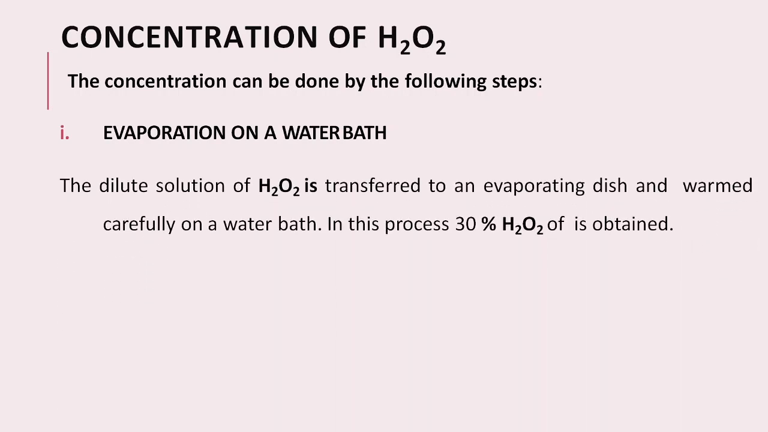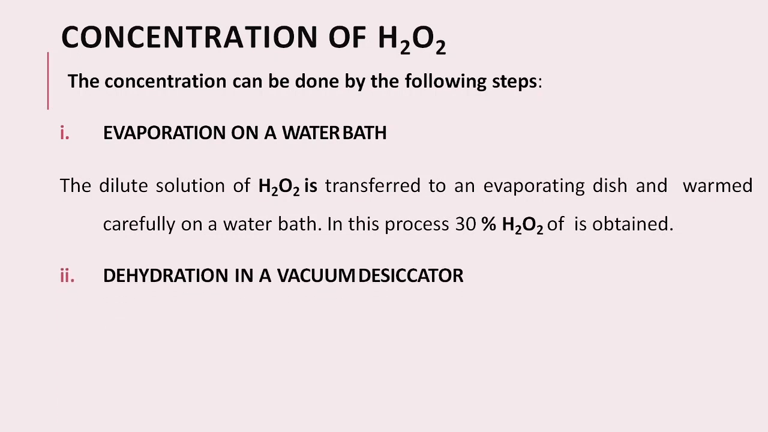You see here, the dilute solution of peroxide is transferred to an evaporating dish and warmed carefully on a water bath. In this process 30% of peroxide is obtained. 30% of hydrogen peroxide means 30 milliliter of peroxide, and the remaining 70 milliliter is water. In terms of percentage, it is 30% of peroxide.